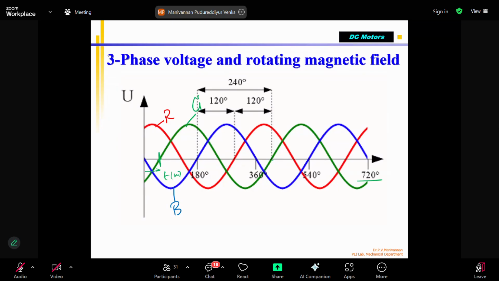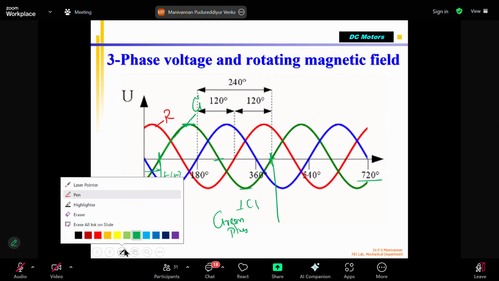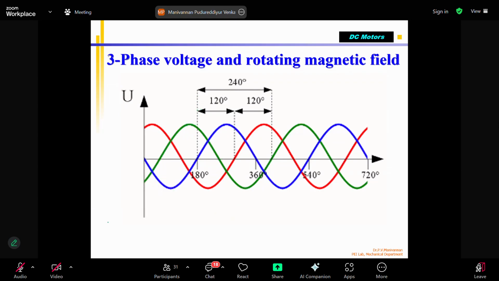One cycle takes 360 degrees. Correct? You can see that this is positive. It starts with 0, it increases, goes positive, again comes back to 0, then goes negative to Vmax, and again becomes 0. This is called one cycle for the green phase, which represents 360 degrees. Half cycle is 180 degrees. Now you can see that here all three phases have what is called a peak value. Correct? This is the red peak, green peak, blue peak.